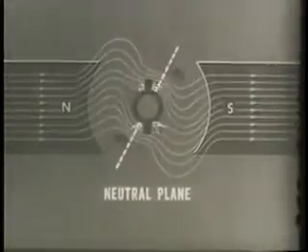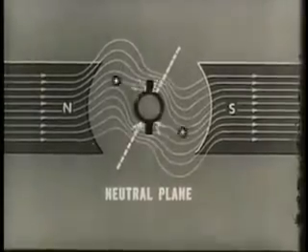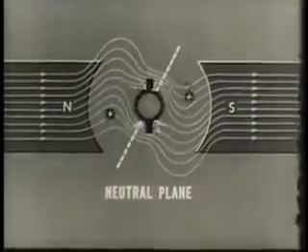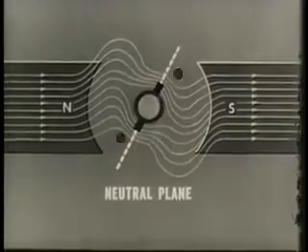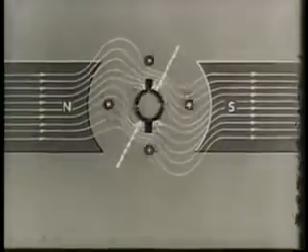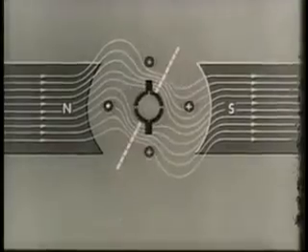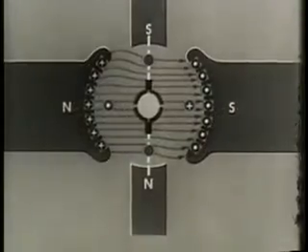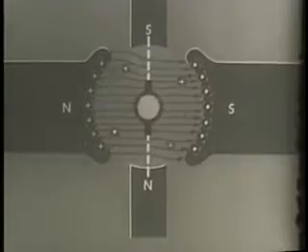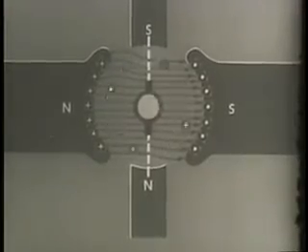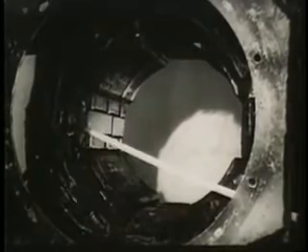Sparking in a generator is sometimes caused by a shift in the neutral plane. This can be corrected by adjusting the brush position, or by the use of interpoles and compensating windings. Current for field windings may be supplied from an outside source, in which case the generator will be separately excited. Or the current may be a part of the generator's own output, in which event it is called self-excited.